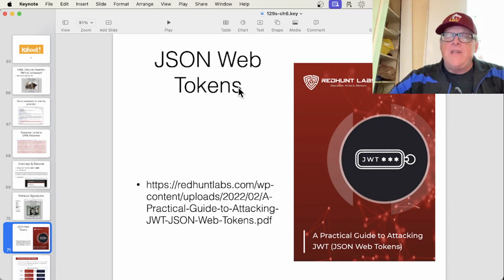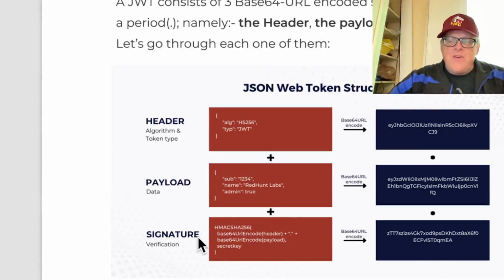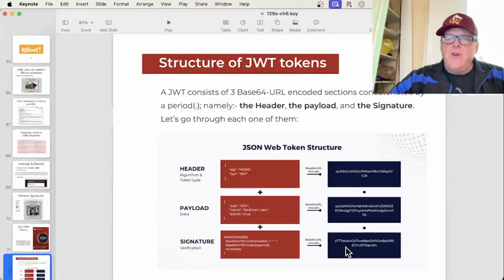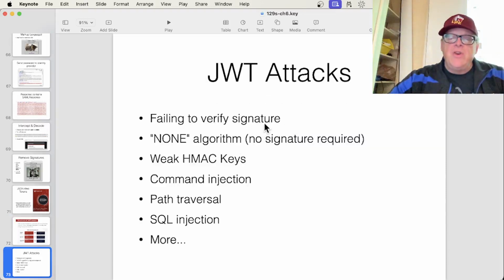Another similar technique is JSON Web Tokens. This is a way to send data to the server. It has a token that contains three things: a header, a payload, and a signature, all base64 encoded. The payload contains information like you are logged in as the administrator, and there's a signature here. But some sites will fail to verify the signature. Some will let you change the signature.